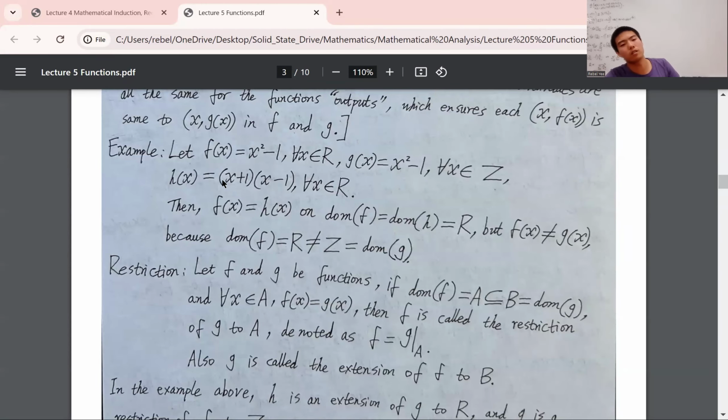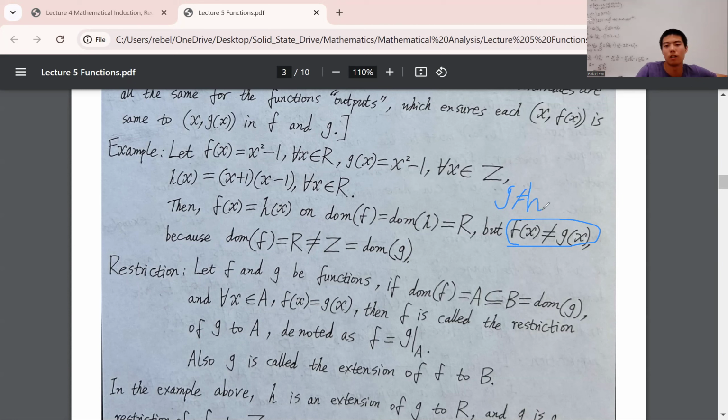So let's say we have three functions. First, f is x squared minus 1, and the domain is R. g is x squared minus 1, but the domain is narrowed to Z. And h is (x plus 1)(x minus 1), with domain R. In this case, we can obviously see that f and g are different because the domain is different. So it doesn't satisfy condition one, which says if two functions are equal, their domains must be equal. So f is not equal to g.